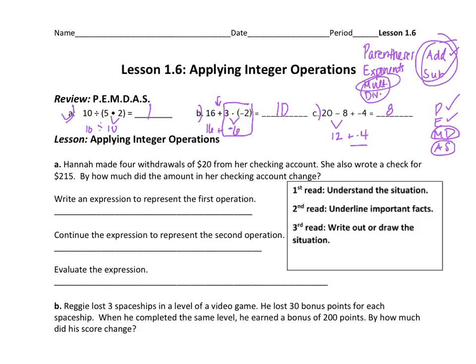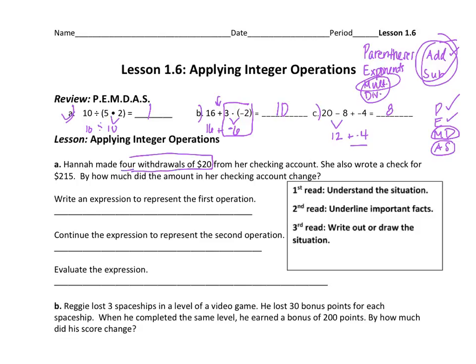Okay, so knowing that, let's move on here. So this lesson is about applying integer operations. So there could be more than one operation involved. Could be addition and division. Could be subtraction and multiplication. It could be a mixture of anything. So let's try it. So Hannah made 4 withdrawals of $20.